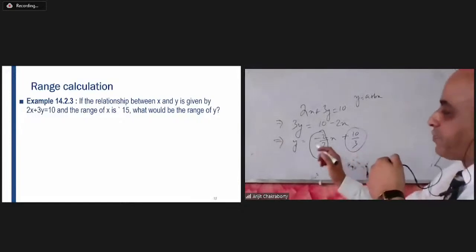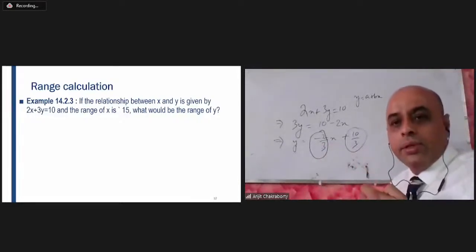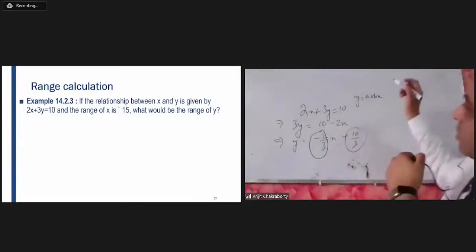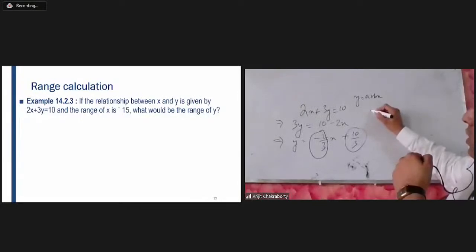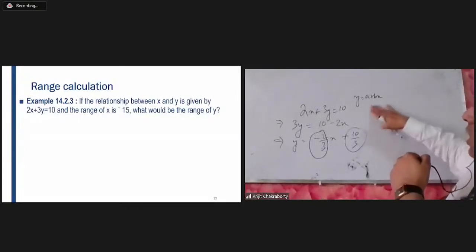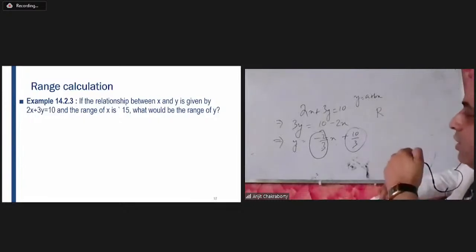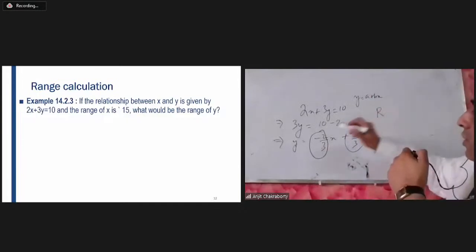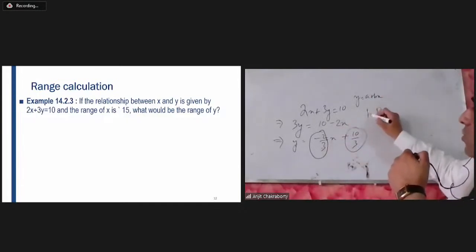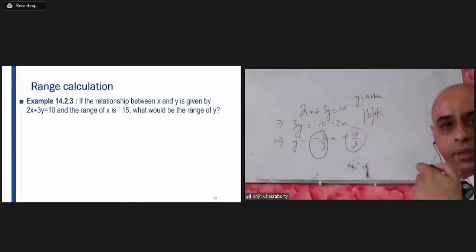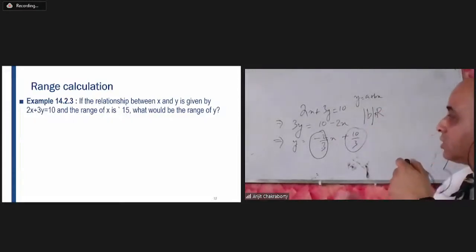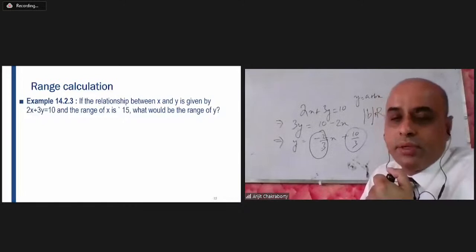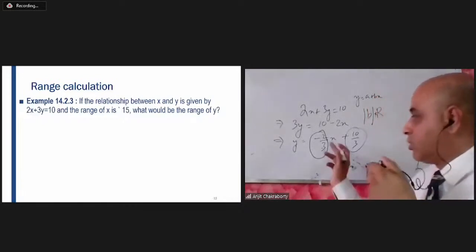The formula is, if the range of x is, let's call it r, then the range of y will be modulus b into r. Mod means we will not consider whether it's positive or negative. We will take the absolute value, that is, in this case, we will take the positive value.